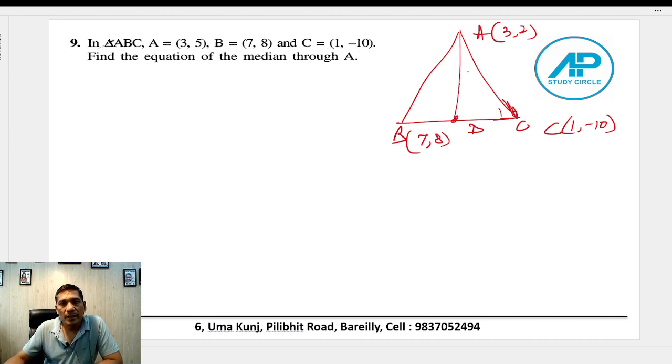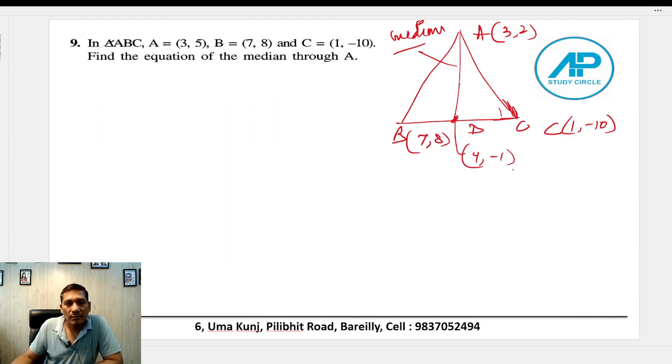D point, ये मीडियन है. मीडियन BC के मिड पॉइंट पर आएगा. BC का मिड पॉइंट 7 plus 1, 8/2. 8/2 is 4. 8 minus 10 is minus 4. 4 comma minus 1 is the passing point of the median through BC.